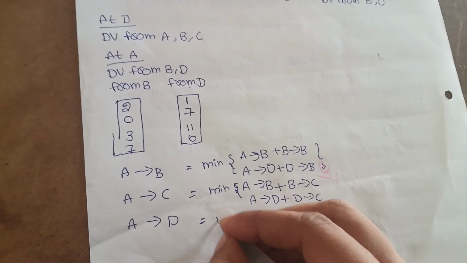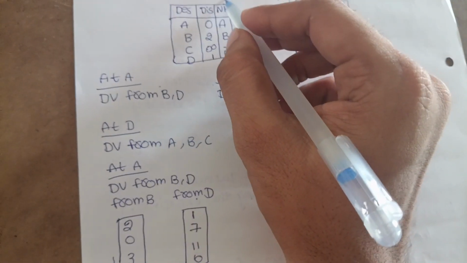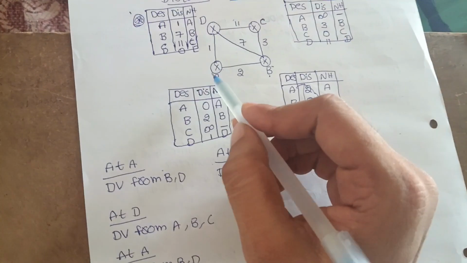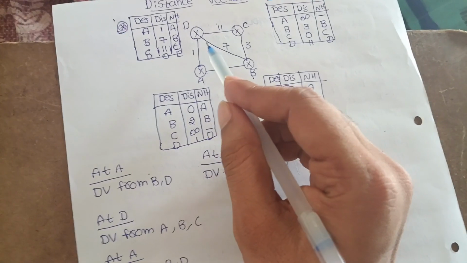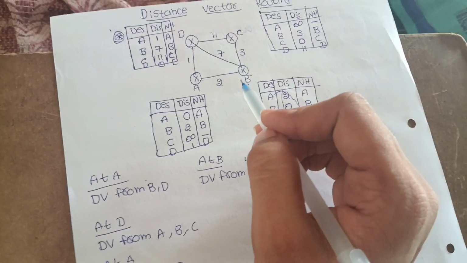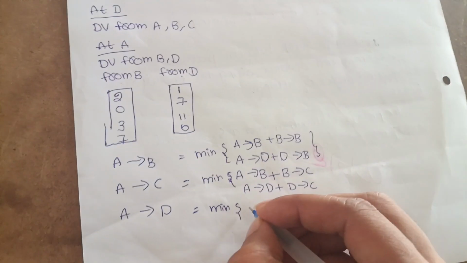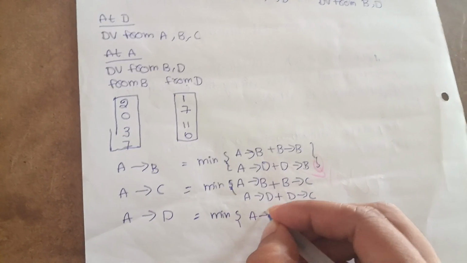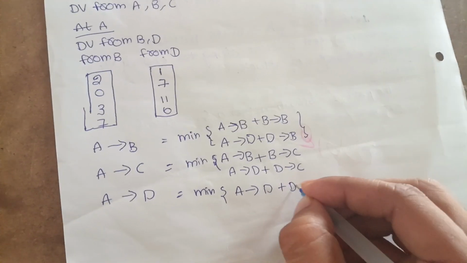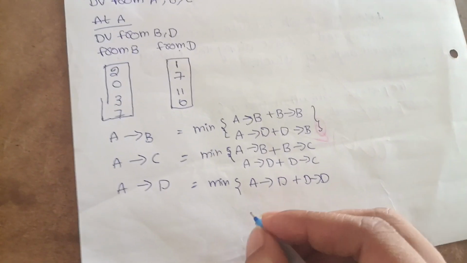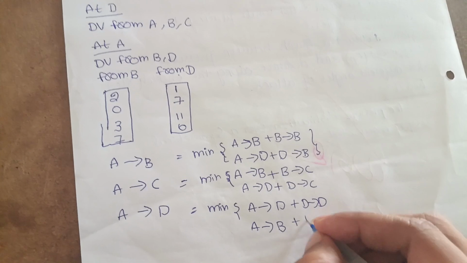Next, minimum of, we want to approach from A to D. Here is the A and here is the D. A to B and B to D, one approach. A to D direct, one approach. So we want to find the minimum of A to D plus D to D, and again A to B plus B to D.